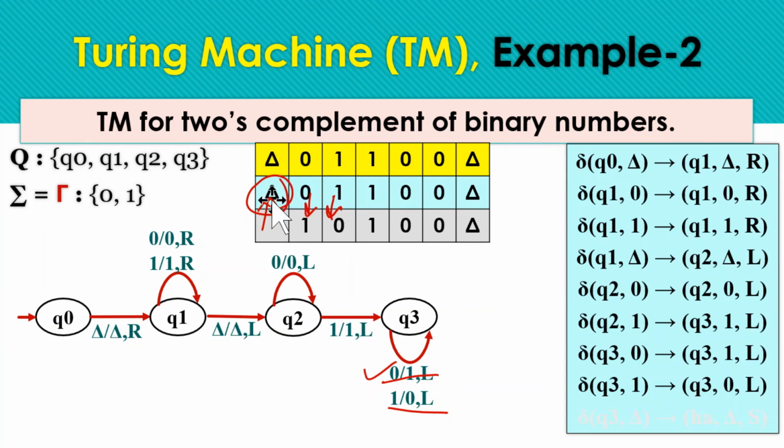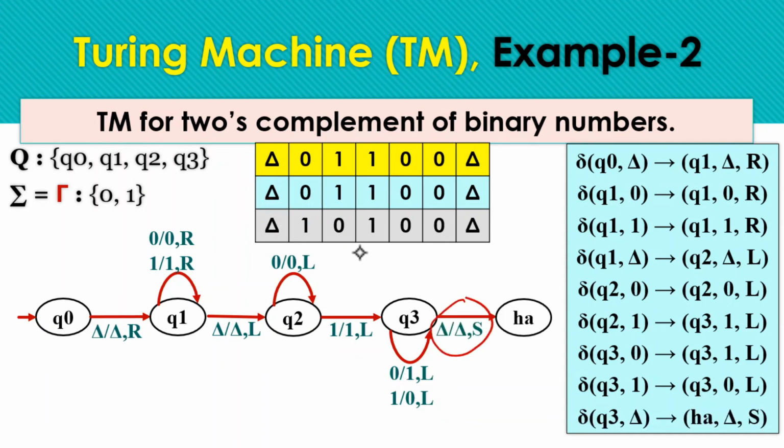So as we have reached the next blank, we can stop the process and show the halt acceptance. Here from Q3, as we reach this blank, this blank will be replaced by blank only, and we are moving to the halt accept state, from the active state to the inactive state, by having a static move. So now the machine cannot move in any direction, neither left nor right.